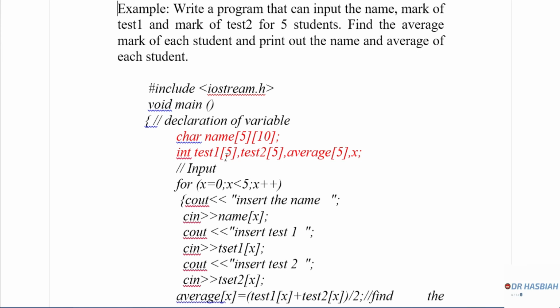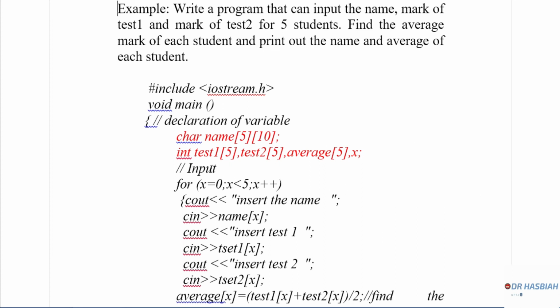Then we declare the second one, test 1, with the size 5 because we have 5 students, and the type is integer. Test 2, 5, also integer. And then the other one, to find the average of the marks, we need another variable, average, for 5 students. Test 1, test 2, and average are integer. Then I put x here. X refers to our index or subscript, so X is integer.